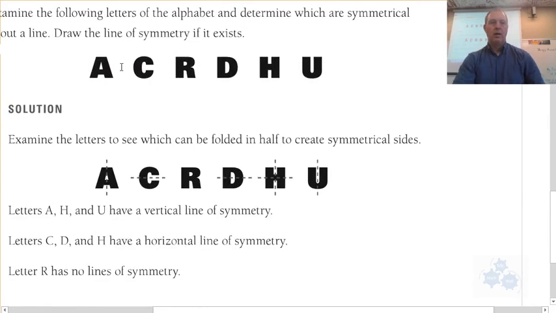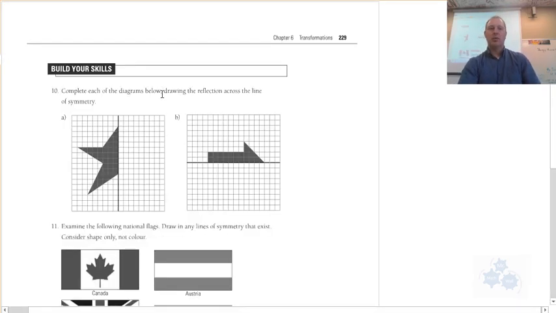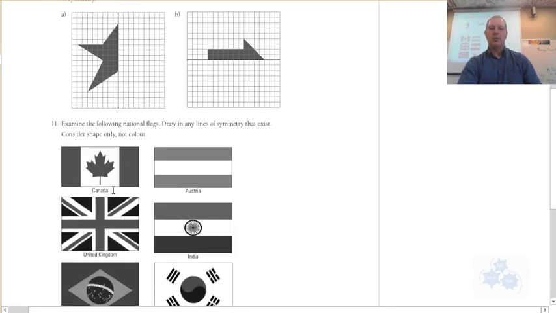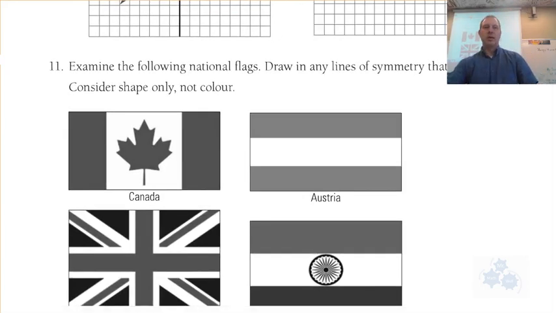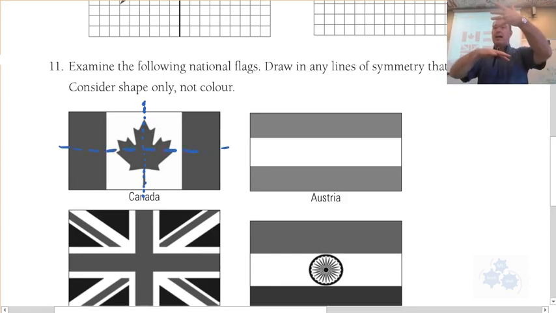So if you look at your problems next, now we're talking about lines of symmetry. The reflection line would be a line of symmetry. And in number 11, we look at the different flags of the different countries. And you should be able to see a line of symmetry for the Canadian flag right down the middle vertically. So it travels right through the stem there and the tip of the leaf there. Now there isn't one this way, because the top is not exactly the same as the bottom, and hopefully you see that now. So we'll just get rid of those lines.